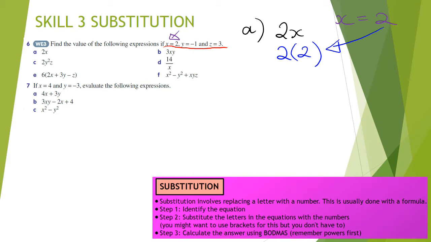When a number is written next to another number in brackets, that means multiply. So this is the same as 2 times 2, which equals 4. So this expression now equals 4 because we've substituted in that value of x equals 2.